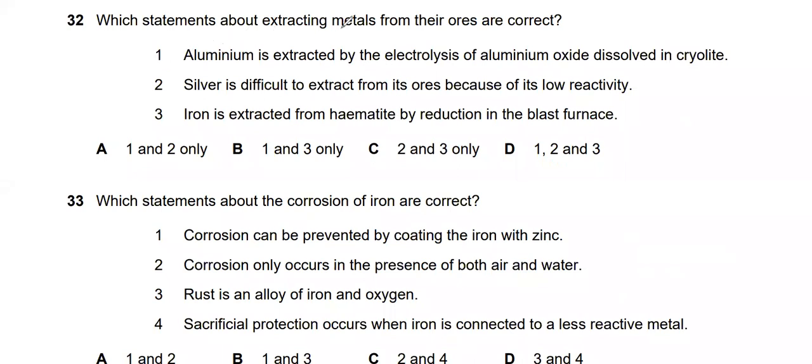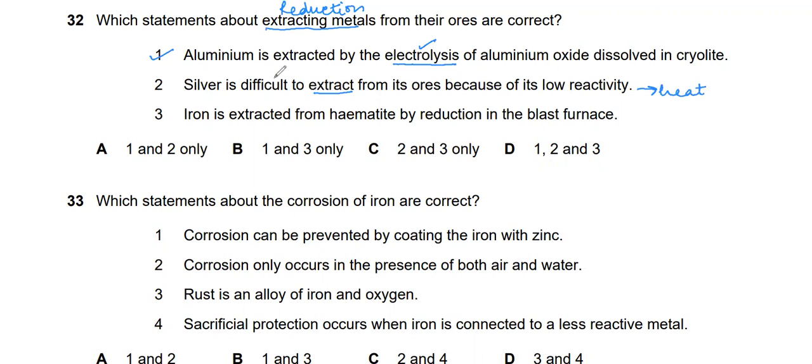Question 32, which statement about extracting metals from their ores is correct? The previous question was also based on extraction, and we learned a few facts related to extraction. Extraction is basically a reduction process. Now, aluminium is extracted by electrolysis of aluminium oxide dissolved in cryolite. Absolutely correct statement. That is how we do it. Or silver is difficult to extract from its ore because of low reactivity. It's not difficult to extract. Silver ores, if we simply heat them, are easily extracted.